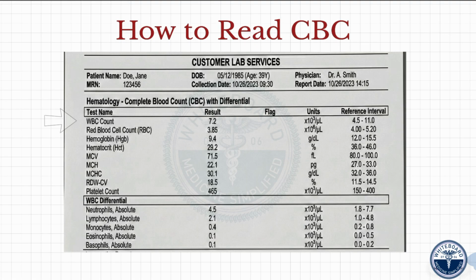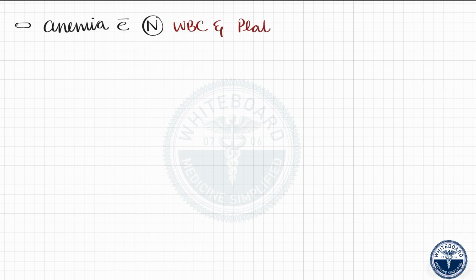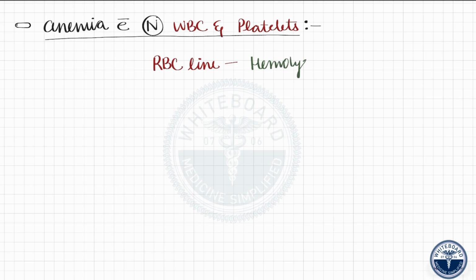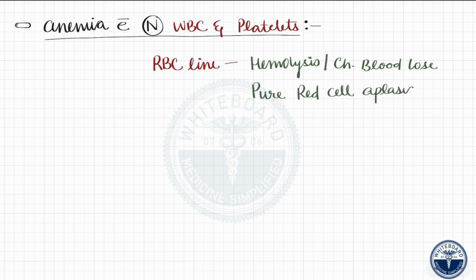After evaluating red cell indices and reticulocyte response, we turn our attention to the other cell lines, that is, white blood cells and platelets. Their status helps us determine whether the issue is confined to red blood cells or we are dealing with a more widespread bone marrow pathology. If WBC and platelet counts are normal, the problem likely lies within the RBC line, possibly due to peripheral loss or destruction, such as hemolysis or chronic blood loss, or an isolated red blood cell production defect like pure red cell aplasia, or nutritional deficiencies, B12 or folate, before they affect other lines.